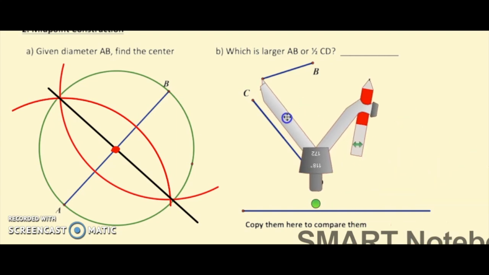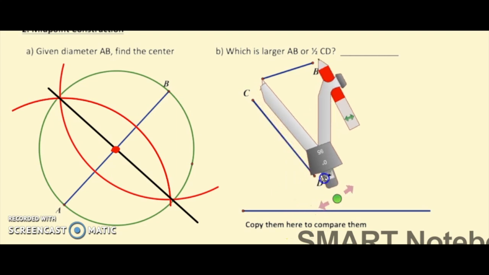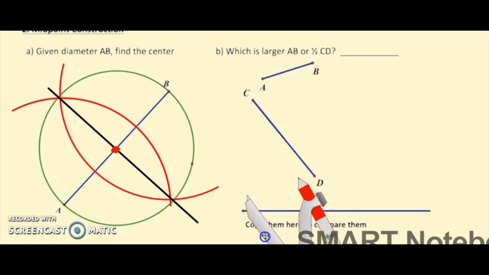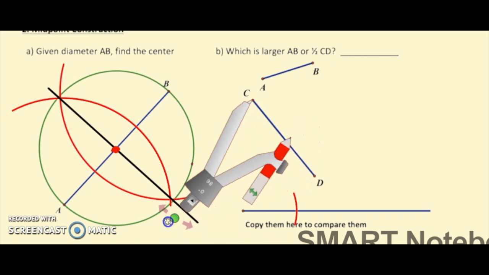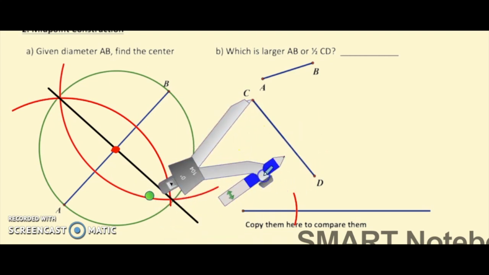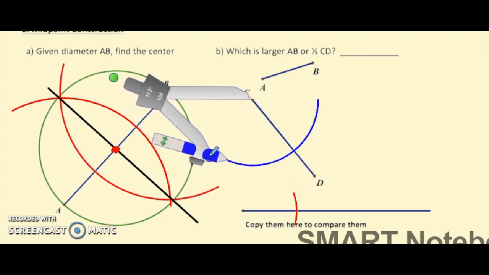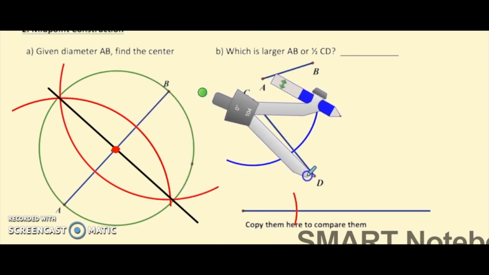On the next one it says which is larger, AB or half of CD. Well, here's AB. I'm going to measure that. And I'm going to use this line down here to compare them. So there's AB. And now I want half of CD. So I'm going to bisect CD and make sure that this is open more than halfway. I'm changing colors just so it's easier to tell. And I'm going to switch that to the other side and do the same thing.